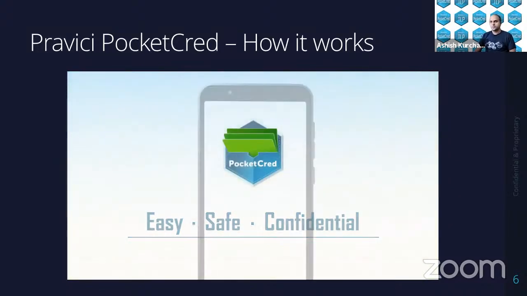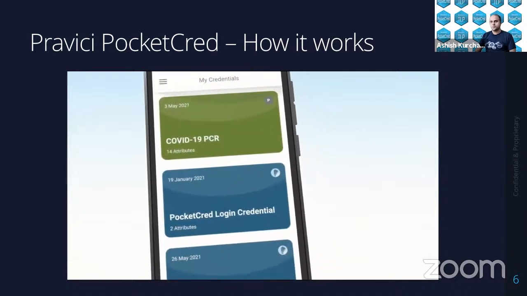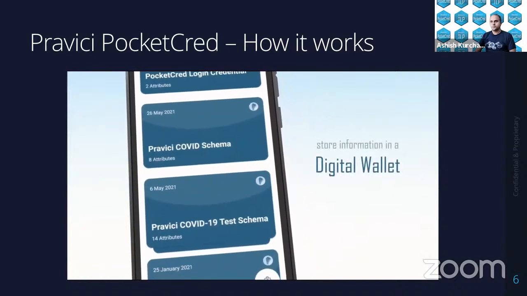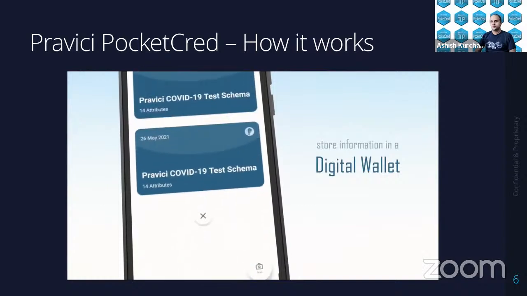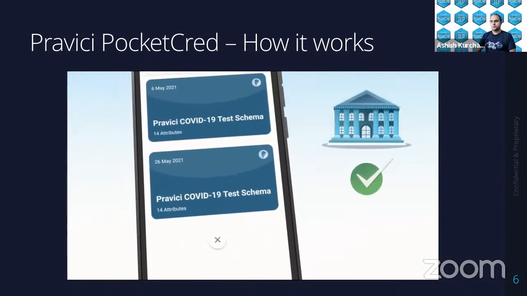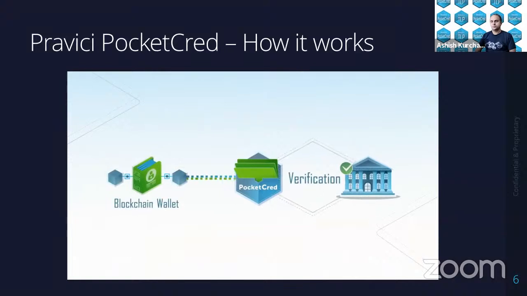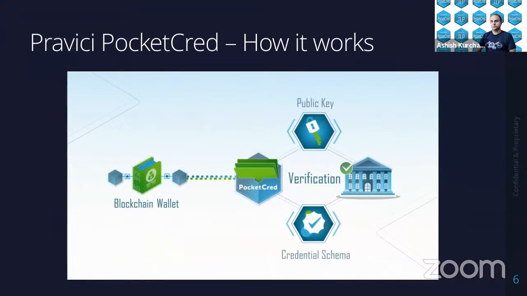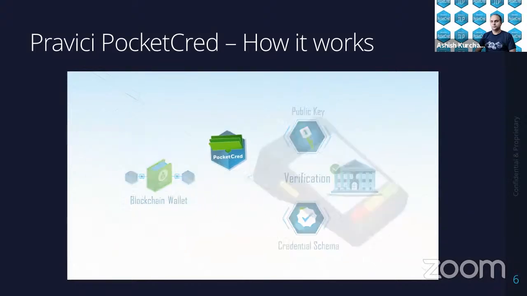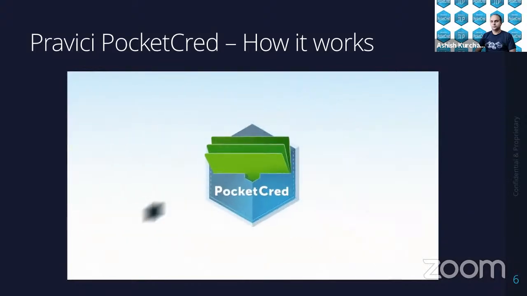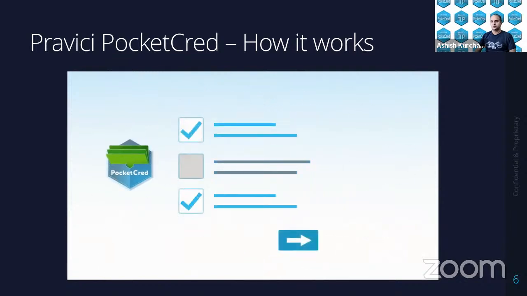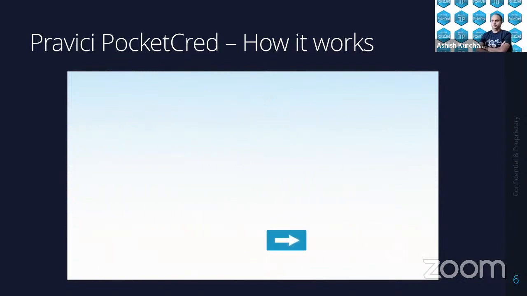PocketCred bridges these needs by leveraging blockchain technology. People are first enabled to store information securely in a digital wallet. And when they need to confirm their health status with an institution, PocketCred performs the go-between verification. Only the results of the check are stored. Everything else stays confidential in the personal wallet. It's easy to use, secure, and gives people power over their information.